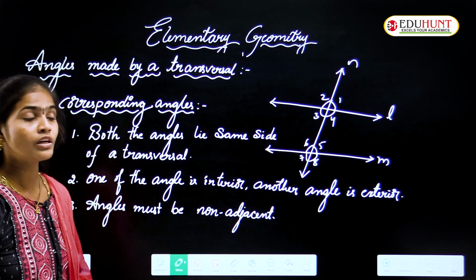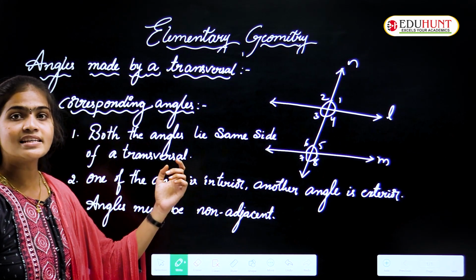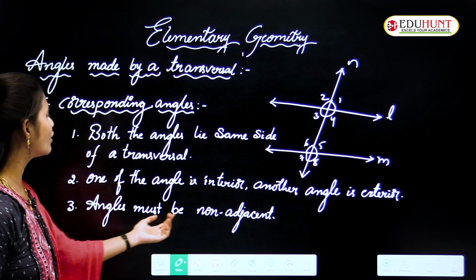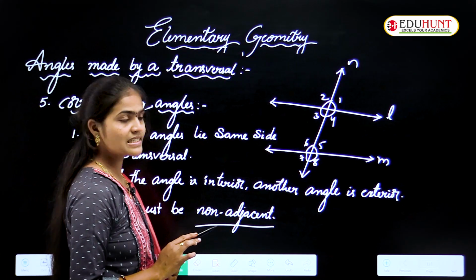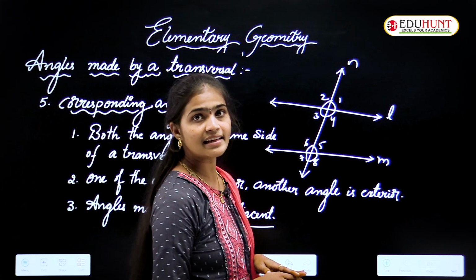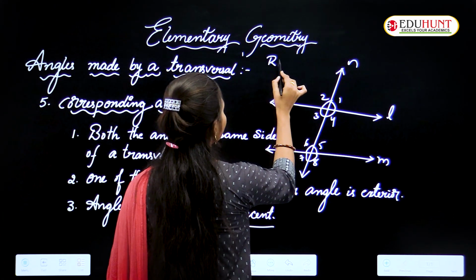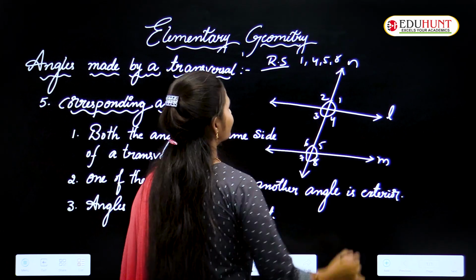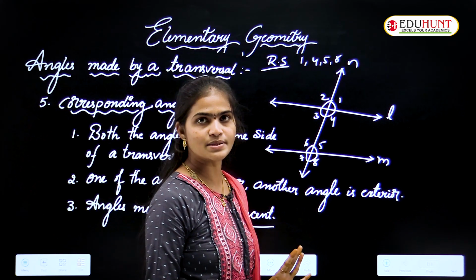Adjacent means those 2 angles are formed at a single point. Non-adjacent means angles formed at 2 distinct points. Then we call those 2 angles non-adjacent angles. Observe that those 2 angles must be non-adjacent and lie on the same side of a transversal. Here I am going to take the right side of a transversal. On the right side we have 1, 4, 5, 8, totally 4 angles.